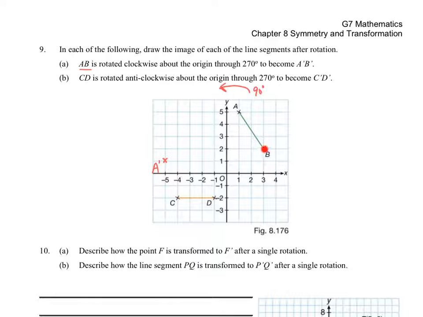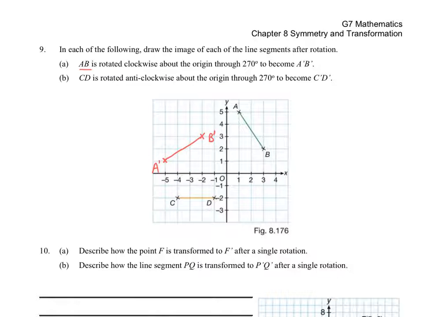Similarly, for B, originally it is 3, 2. So the new point will be 2, 3. And then the sign will be negative, positive. So B prime will be somewhere here. Finally, you have to join the line. So that is your answer.